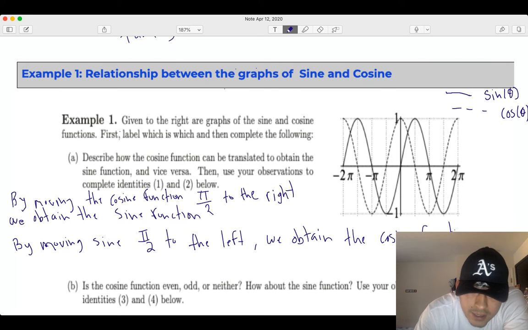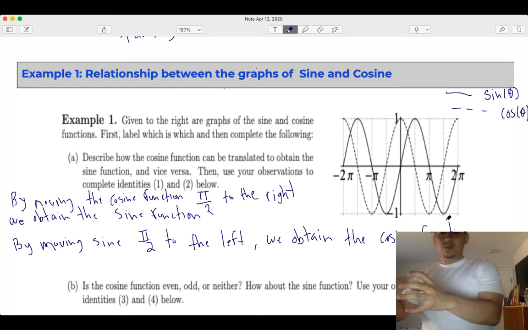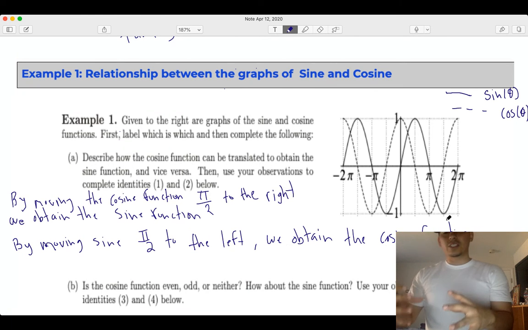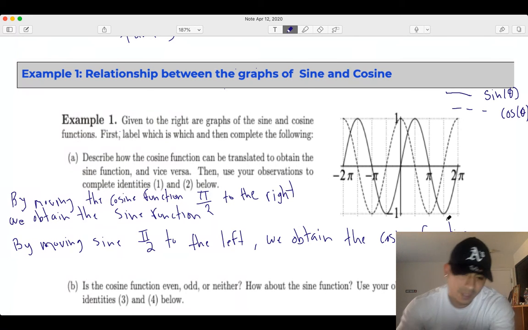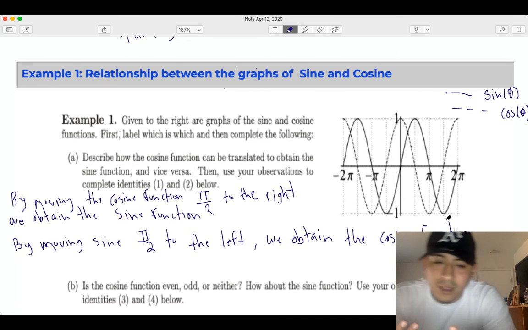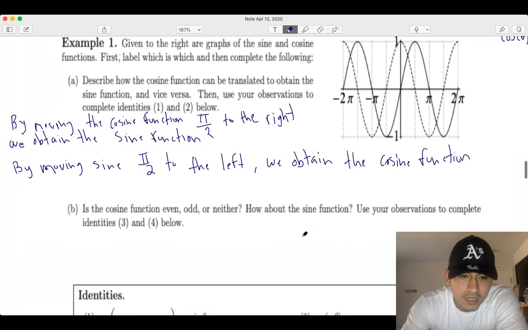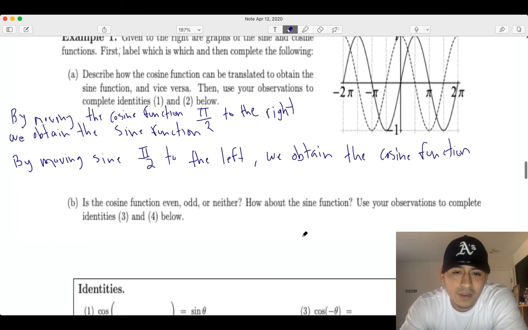To summarize, starting with the cosine function, if I were to pick it up and move it pi over 2 spaces to the right, it would line up perfectly with our sine function, and vice versa. If I were to take the sine function and move it pi over 2 spaces to the left, it would line up perfectly with the graph of the cosine function. Then B says, is the cosine function even, odd, or neither? How about the sine function? Use your observations to complete identities 3 and 4 below.